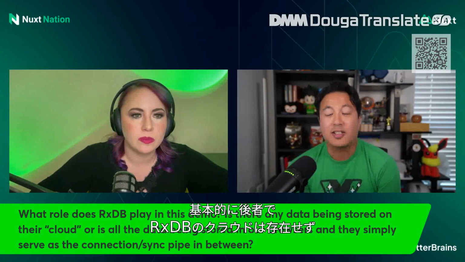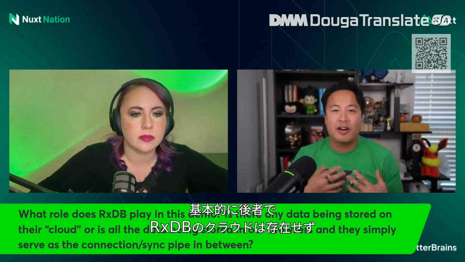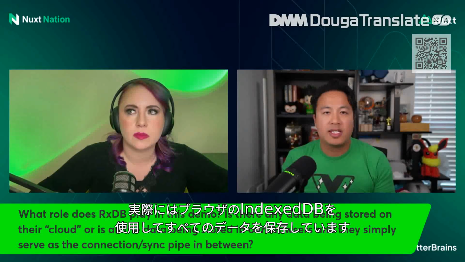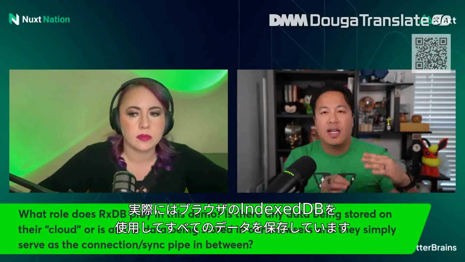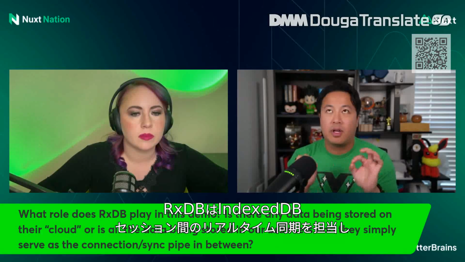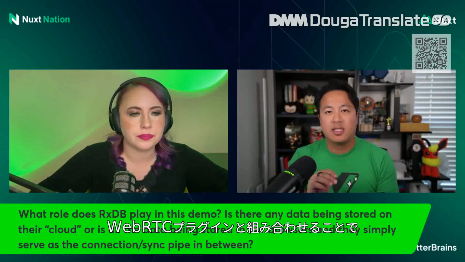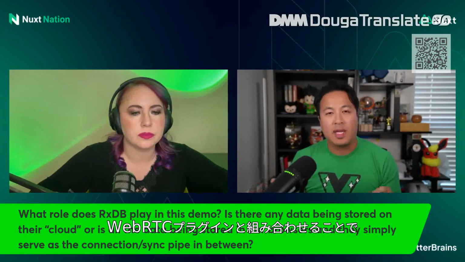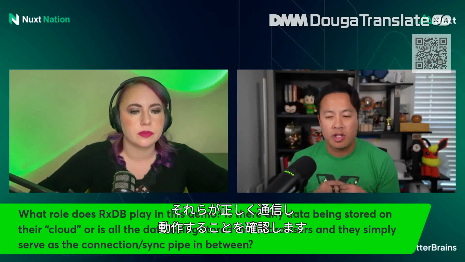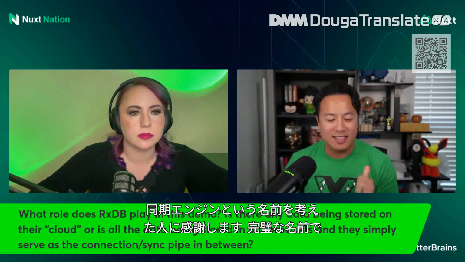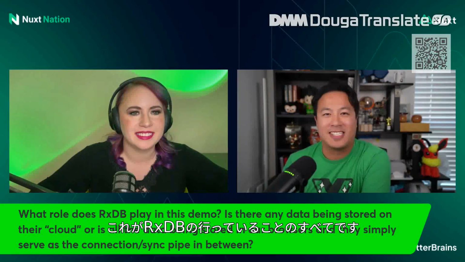Good question. So it's essentially the second one, where there is no RxDB cloud. The data storage is the Dexie.js that I was mentioning. It's actually using your browser storage, IndexedDB, to store all the data, and RxDB is responsible for the real-time sync regarding the IndexedDB sessions, and then in combination with the WebRTC plugin that we have, making sure those are talking to each other and working correctly. And so again, to the person who came up with Sync Engine, just perfect name. That's essentially all RxDB is doing.